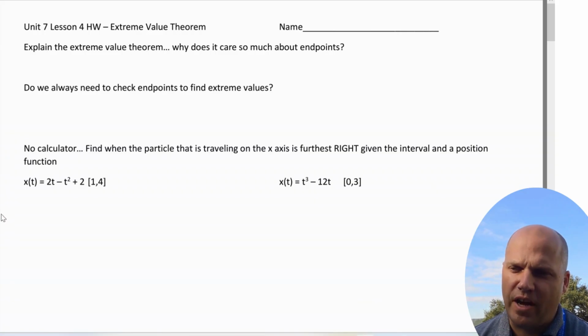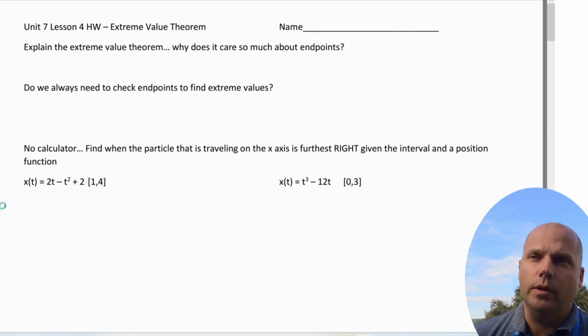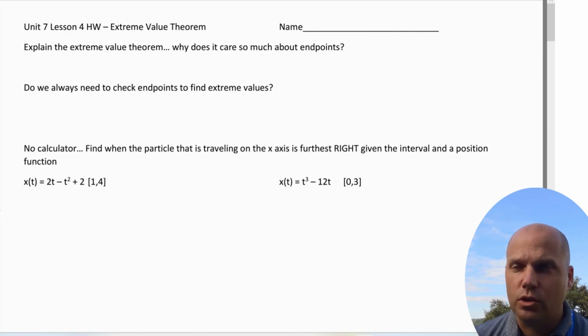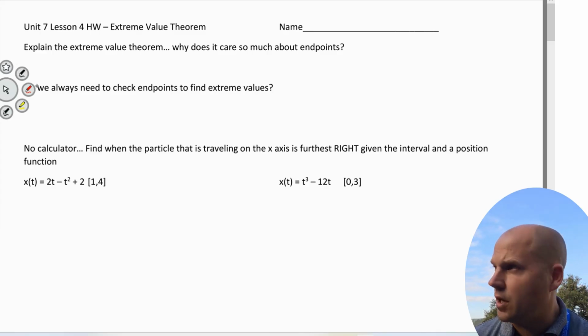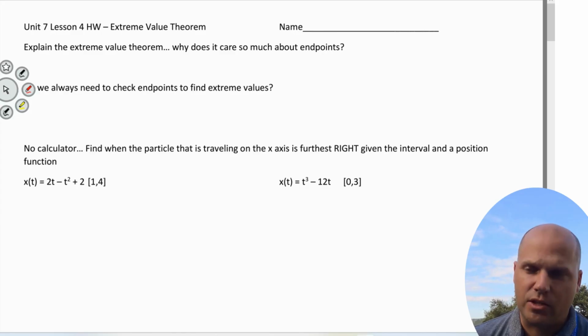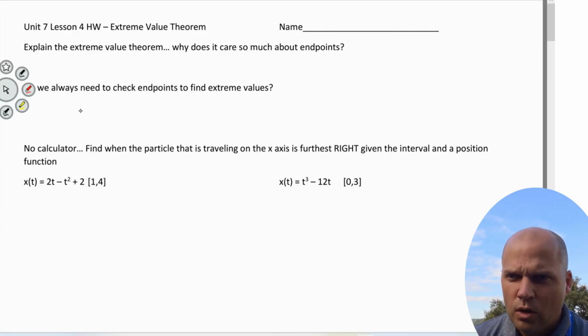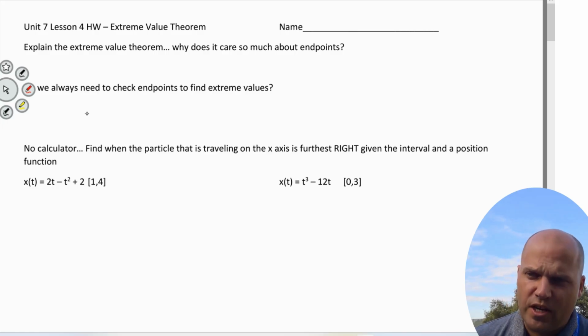Explain the extreme value theorem is just overall maxes and mins. You could start at the highest point. You can end at the highest point. You could start at the lowest point. You can end at the lowest point. Why does it care about the endpoints on a closed interval? An endpoint might be a max or min. Okay, that's why. Do we always need to check endpoints to find extreme values?